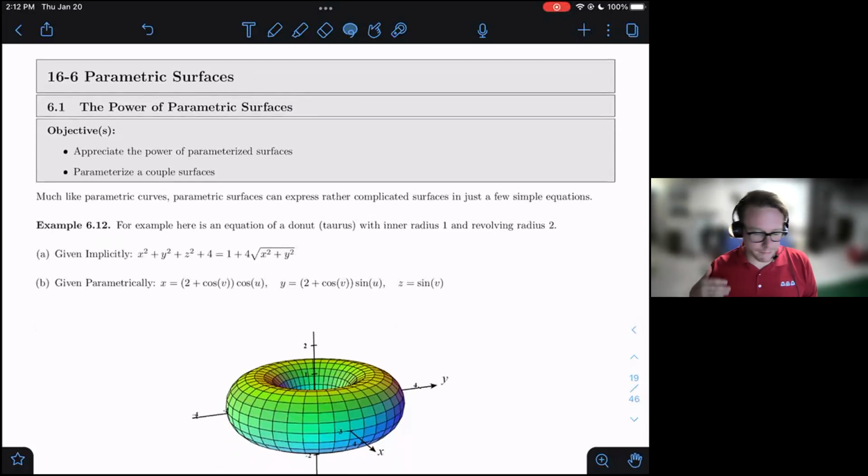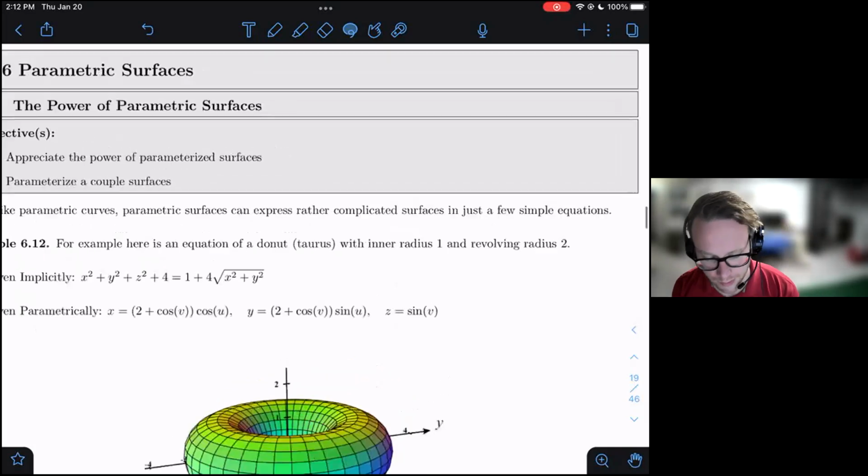And I want to say that parametric surfaces, just like parametric equations, can describe a huge array of surfaces, much more easily than explicitly defined surfaces. That would be something like z equals.